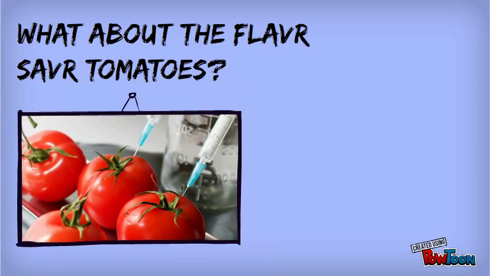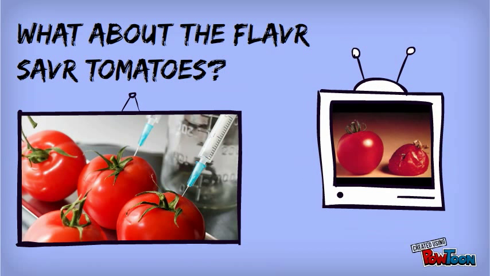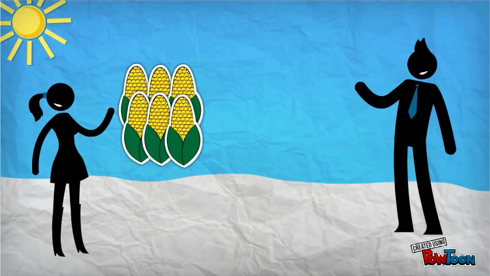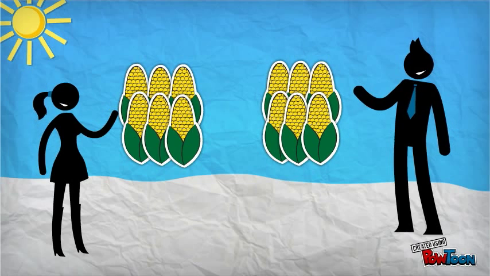What about the Flavr Savr tomatoes? The tomatoes were the first genetically modified food to reach the market. Genetically modified tomatoes were made to last longer, which means GM tomatoes do not rot as quickly as regular tomatoes.